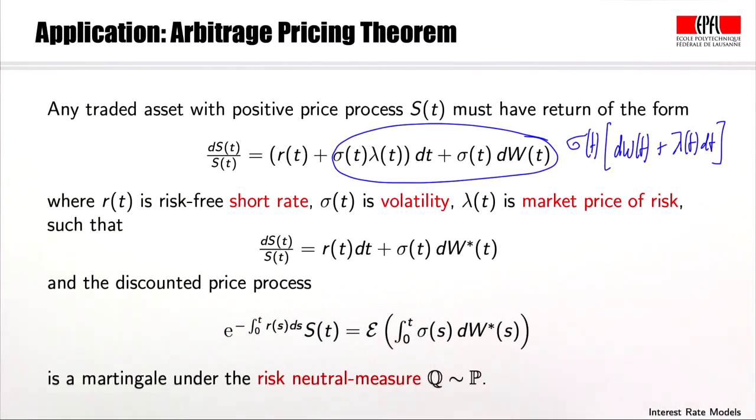We can thus restate the arbitrage pricing theorem by saying that there must exist an equivalent measure Q, called the risk-neutral measure, under which the return of any traded asset has an expected rate given by the risk-free short rate.